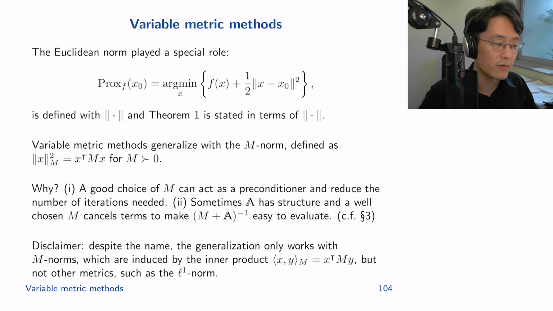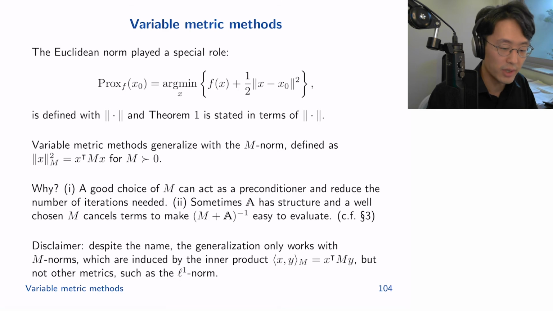In the analysis so far, the Euclidean norm played a central role. For example, the proximal operator with respect to f was defined using the Euclidean norm. And also, in our main convergence theorem, in theorem 1, the notion of non-expansiveness, the notion of averageness, was defined in terms of the Euclidean norm.